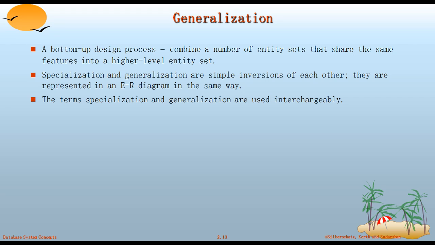Generalization is a bottom-up design process combining a number of entities that share the same features into a higher-level entity. Specialization and generalization are simple inversions of each other. They are represented in a diagram in the same way, but the only difference is top-down as well as bottom-up. The terms specialization and generalization are used interchangeably.